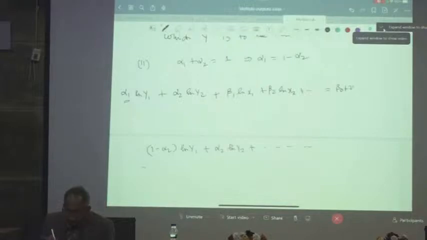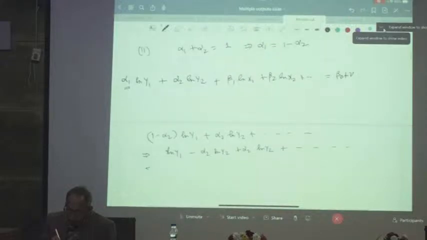Now again, take the bracket out, so we get log of y1 minus alpha 2 log of y1 plus alpha 2 log of y2. This is simple math, I'm just going step by step. So that means log of y1, and then if you look at these two together, you have alpha 2 and alpha 2, so alpha 2 is common. So you can just write plus alpha 2.